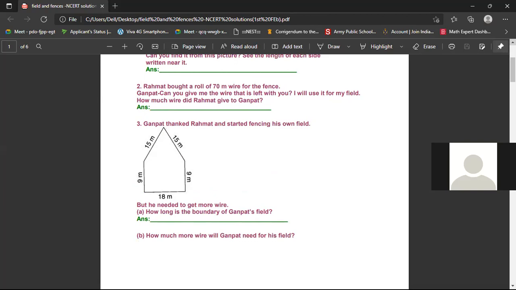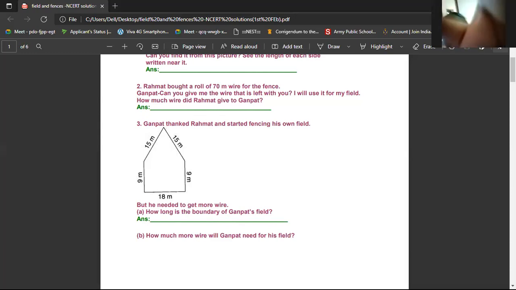Ganpat also has some land which is in this shape. 9, 15, 15, 9, and this is 18. In the rough paper, please add and let me know what is the perimeter? What is the boundary? Sir, I have added the sides. I get 66 meters, sir. You got 66 meters. Okay. Ganpat's field is in this shape. The perimeter of Ganpat's field is 66 meters. Is it right? Yes, sir.